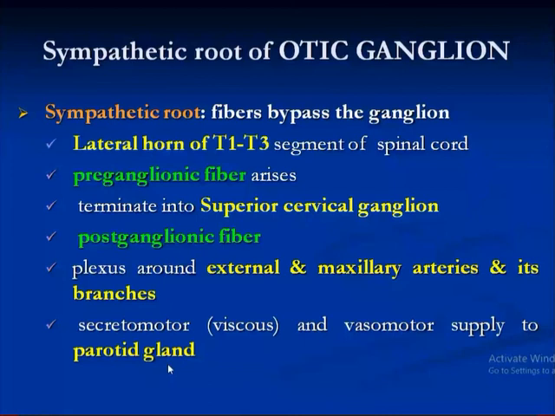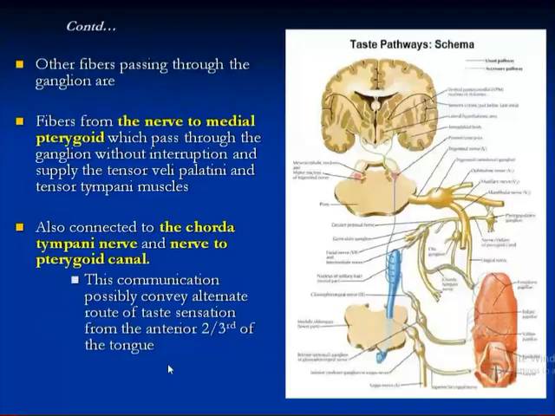Okay. Now another fiber is also there which will pass through this otic ganglia without interruption. That is the fiber from the nerve to medial pterygoid. So the fiber from the nerve to medial pterygoid will pass through the otic ganglia without any interruption and supply the tensor veli palatini and tensor tympani muscle.